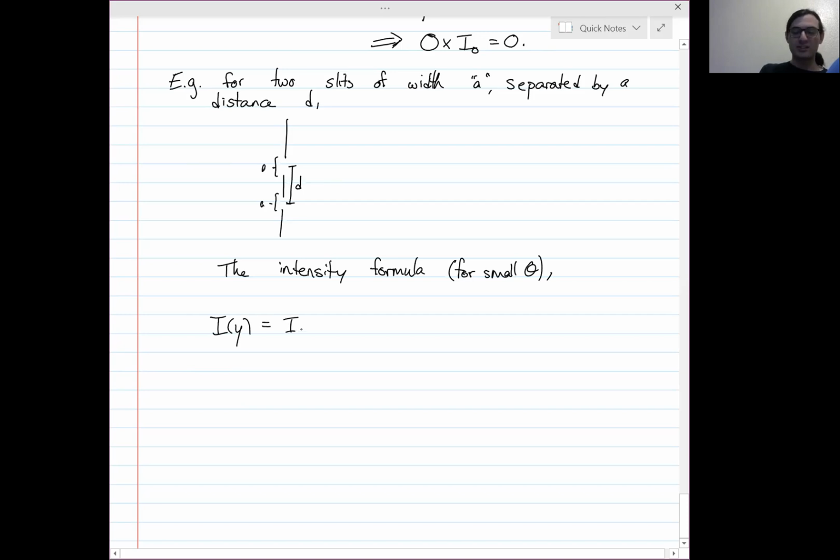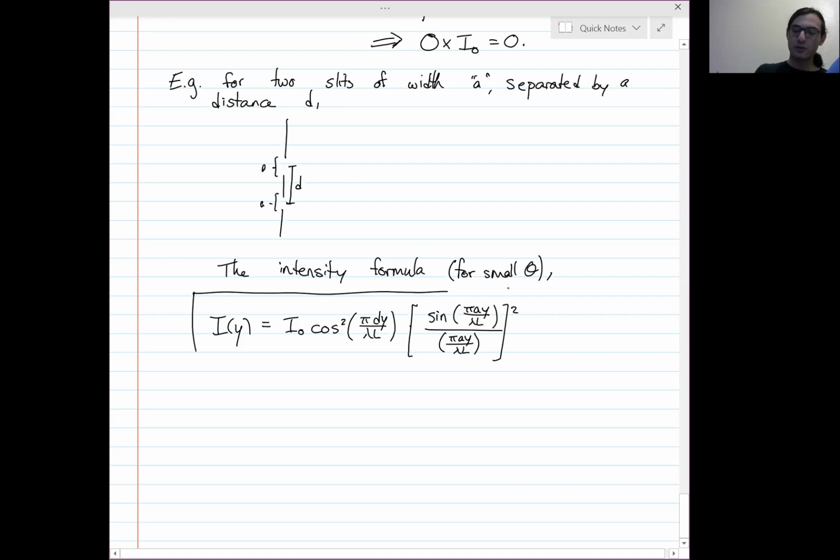So I naught is still the brightest intensity you get. It's the intensity at the central maximum. Cosine squared of pi d y over lambda L times sine of pi a y over lambda L divided by pi a y over lambda L, squared. That is the intensity formula for finite width double slits.